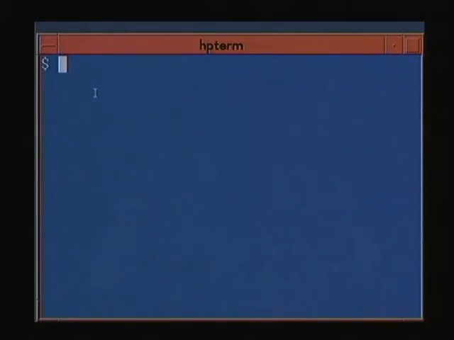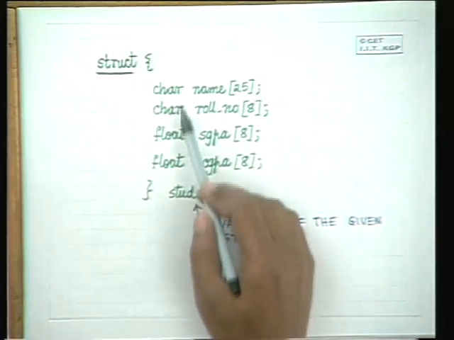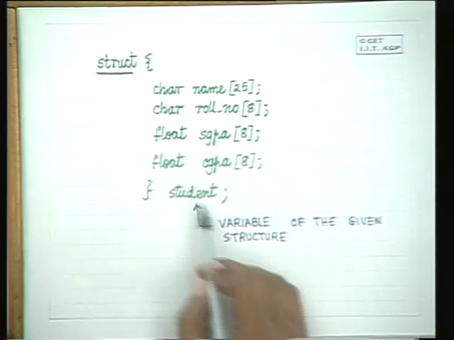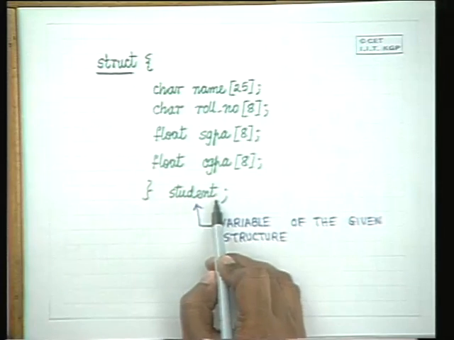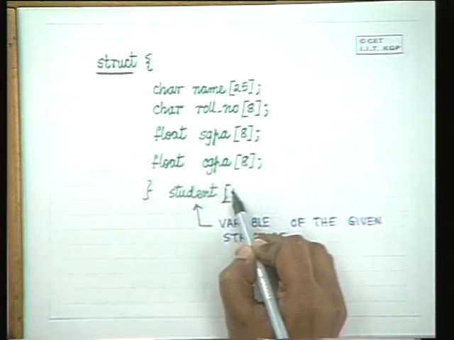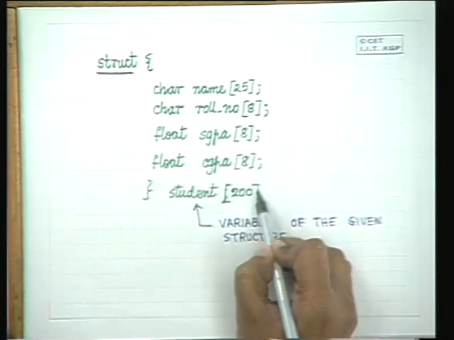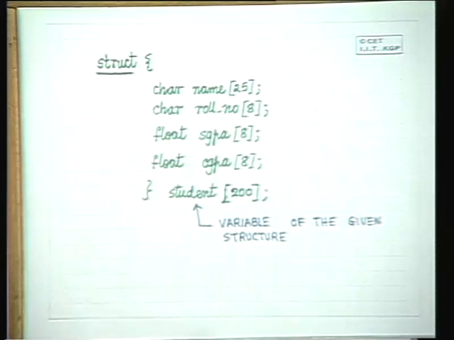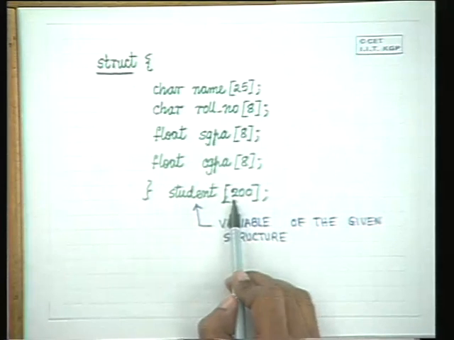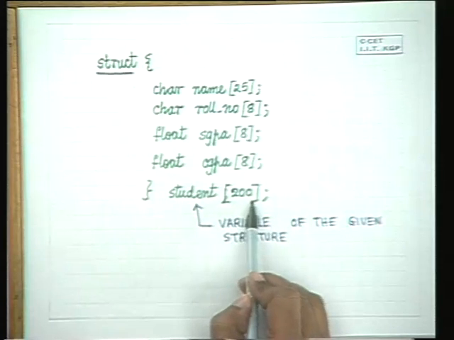But this is not the only way in which we can define a structure. There are other syntactic rules to define a structure. Okay, just before completing that part, suppose we would like to declare an array of students. Then this would make it 200, an array of 200.